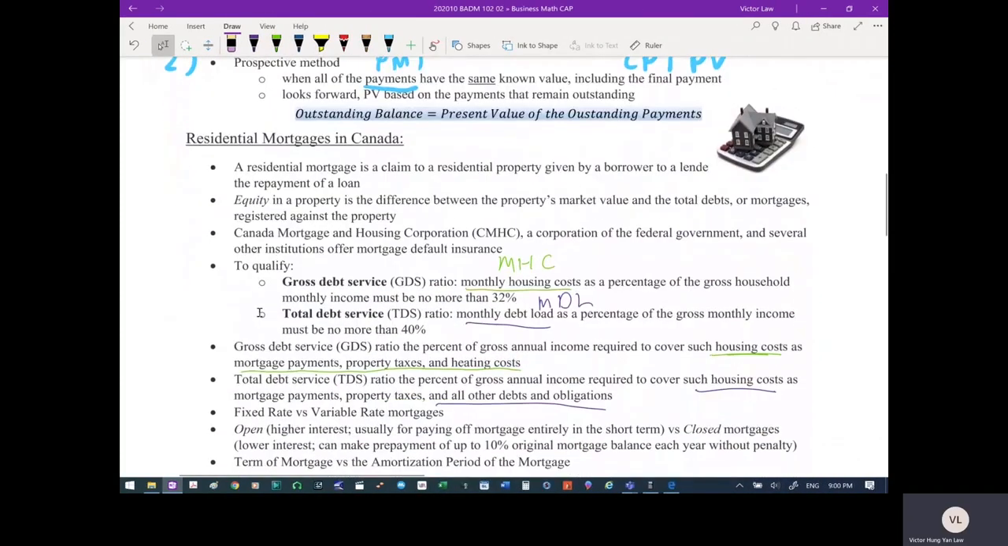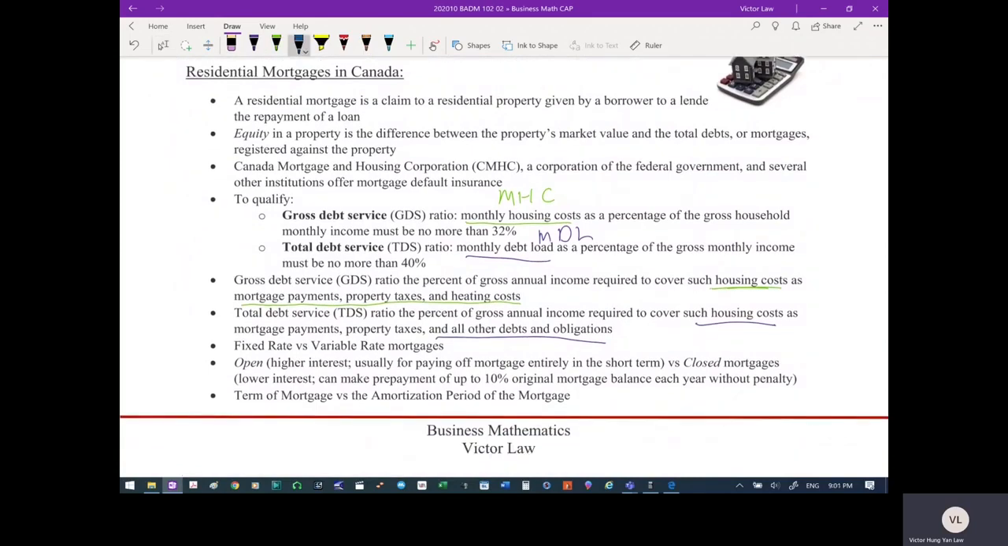Next is the definition of residential mortgage in Canada. When we look at how banks approve residential mortgages, the criteria are set by a Crown corporation called CMHC, and they set pretty much the rules for how banks approve the mortgage. There are two ratios that they look at. The first ratio is the gross debt service ratio, GDS, and the second ratio is the TDS, total debt service ratio.